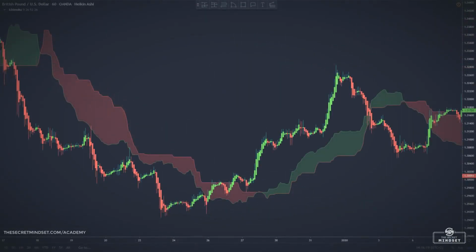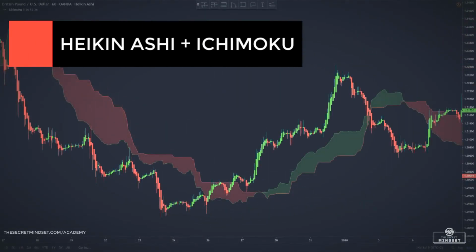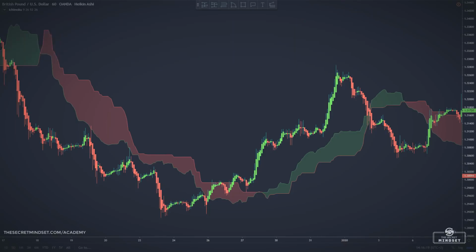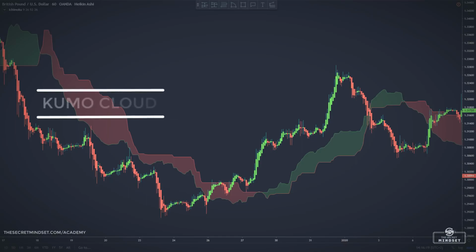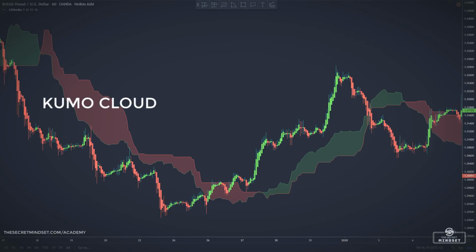The second strategy involves the Ichimoku indicator. The Ichimoku consists of several components which give it a unique capacity to detect trends and when the trend reverses. One of the components is the Kumo cloud, which is one of the most unique aspects of the Ichimoku indicator.